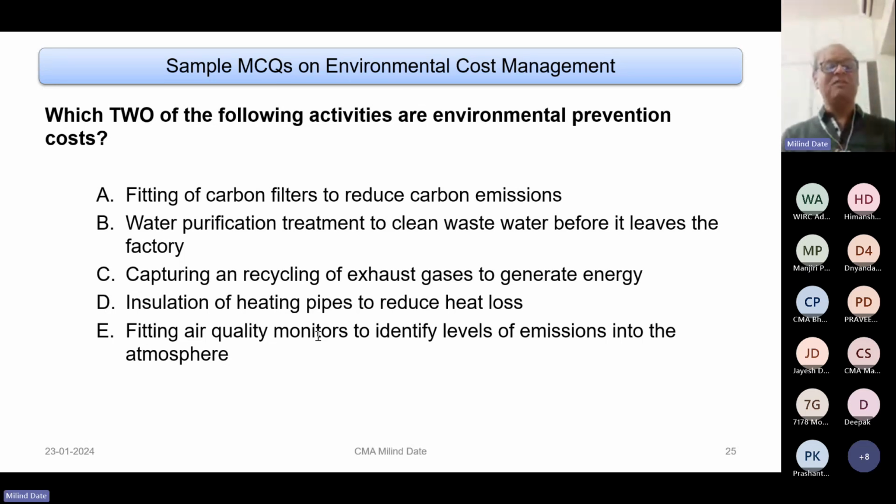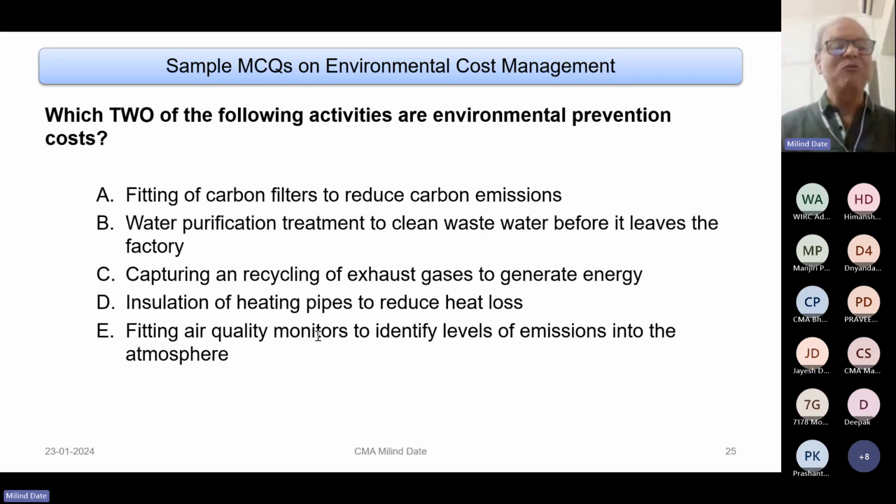Now, see, the first, you fit something, you introduce a system to reduce emission. The effort is directed towards preventing carbon emission. It's a preventive cost. Water purification treatment to clean wastewater. You're going to clean wastewater. That means you have already created wastewater. So this is not prevention. This is rectification. So B is not a prevention cost.